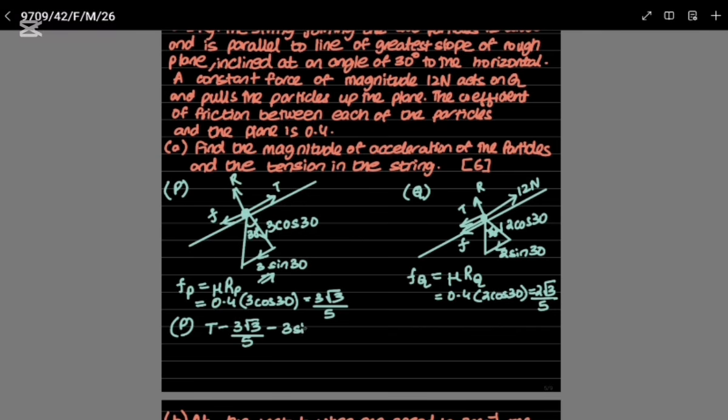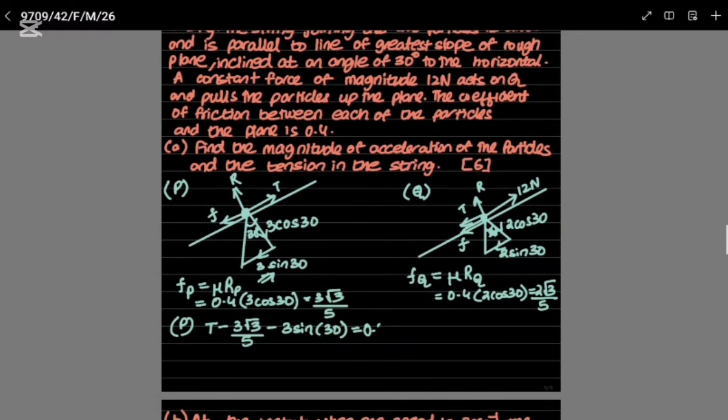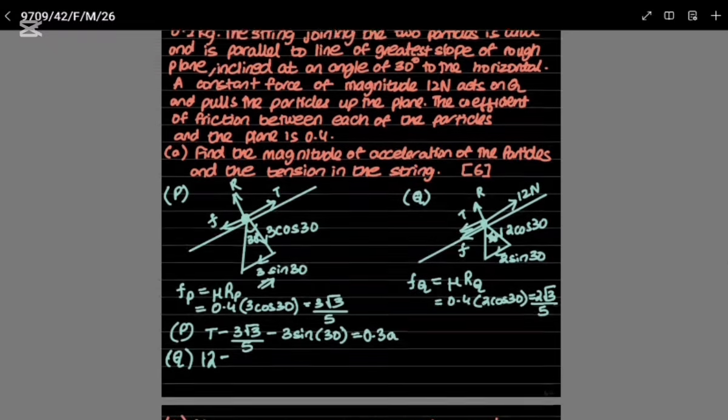Let's just write it. Okay, it's 1.5, but let's write it so you guys don't get confused, which is equal to m times a. So the mass of P, which was 0.3, into a. Okay, yes, that's it. Now for Q, the upward force is 12 minus the backward forces.